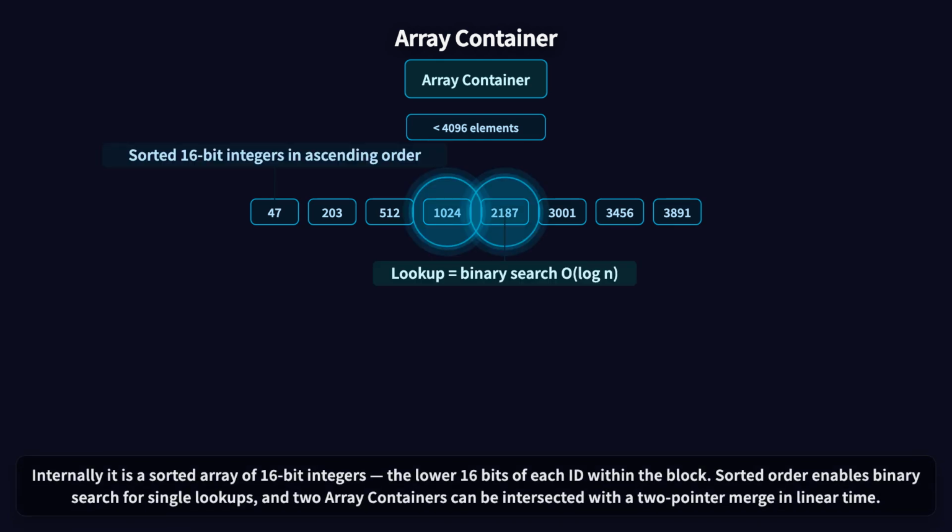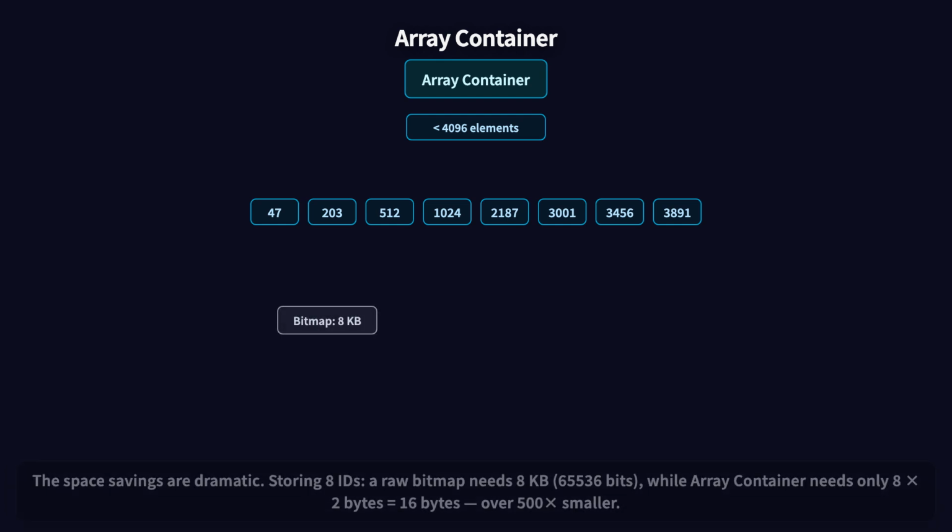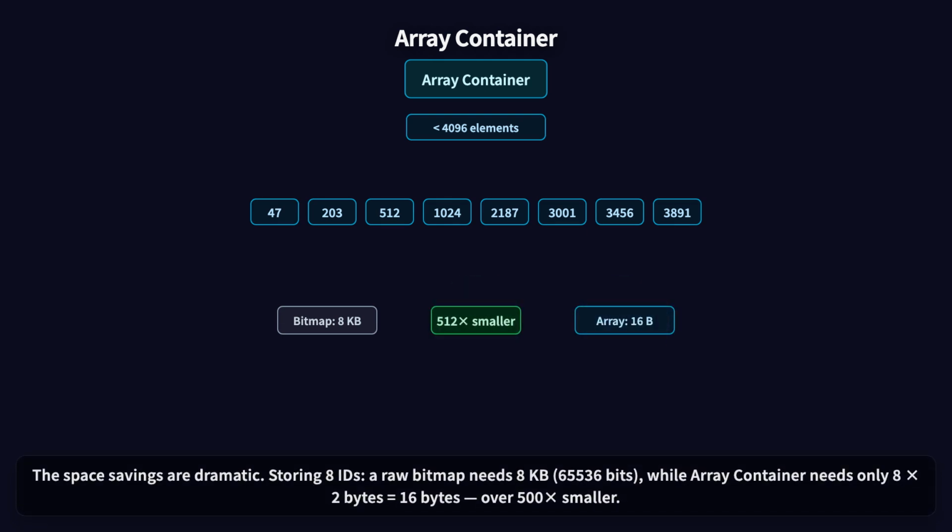Internally, it is a sorted array of 16-bit integers, the lower 16 bits of each ID within the block. Sorted order enables binary search for single lookups, and two array containers can be intersected with a two-pointer merge in linear time. The space savings are dramatic. Storing 8 IDs, a raw bitmap needs 8 KB, 65536 bits, while array container needs only 8 by 2 bytes equals 16 bytes, over 500x smaller.